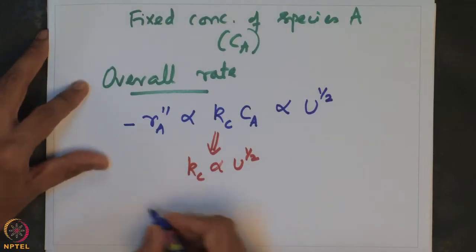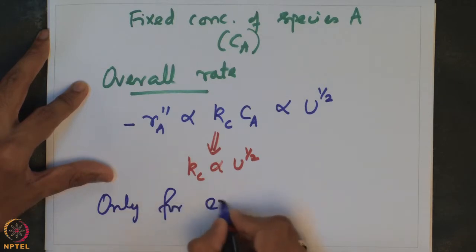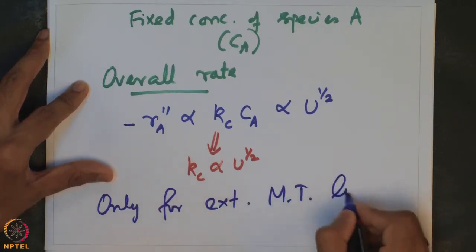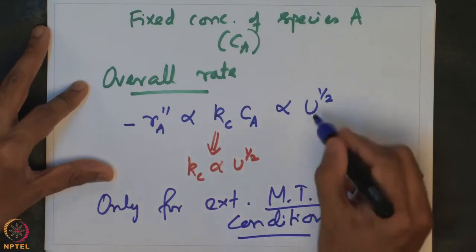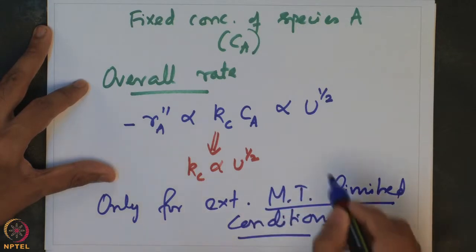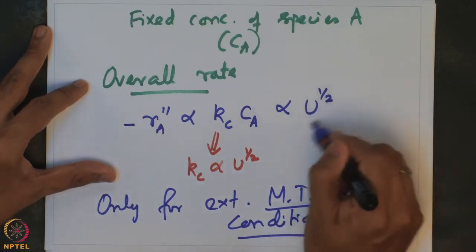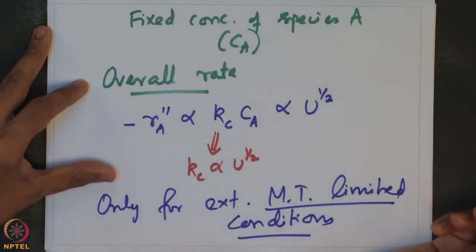Now, note that this works only if it is mass transport limited conditions. This is valid only for external mass transport limited conditions. If we increase the velocity significantly, then it may turn out that the external mass transport limitations are no more there. So, the dependency of the overall reaction rate on the velocity with which the fluid is flowing is valid only in the external mass transport limited regime.